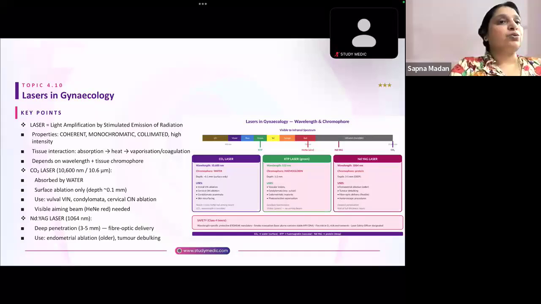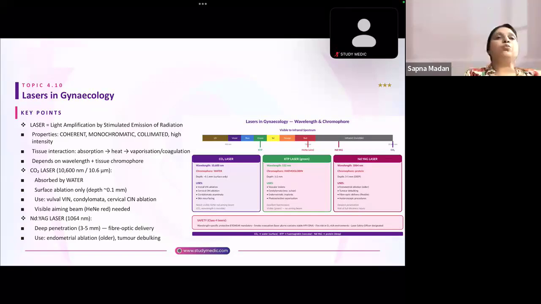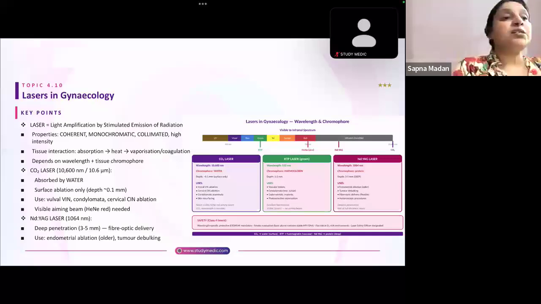Okay, so the CO2 laser has the longest wavelength. It is 10,600 nanometers. It is absorbed by water. So the chromophore for CO2 laser is water. It causes only surface ablation, only up to 0.1 millimeter depth. The uses are in vulval intraepithelial neoplasia, condylomata, and cervical CIN ablation.